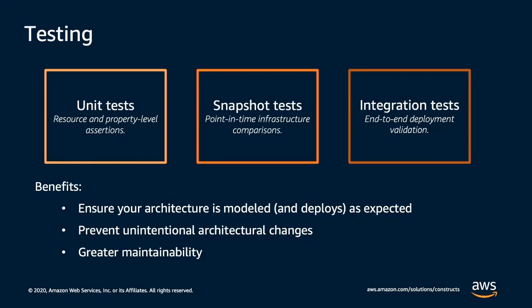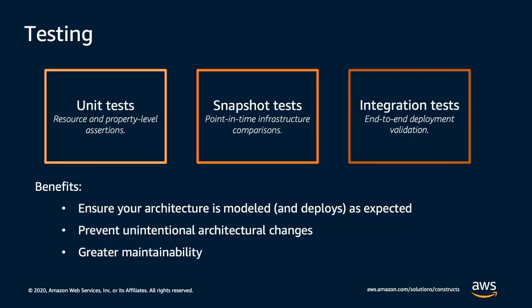These are resource and property level assertions that can be written to test the configuration of individual components using familiar test suites such as Jest. Second, we have snapshot tests. These are point-in-time captures of your stack that allow for comparisons when changes are made over time. If an update is made and it affects our previous configuration, you'll be made aware of it to reduce the risk of unintentional changes.